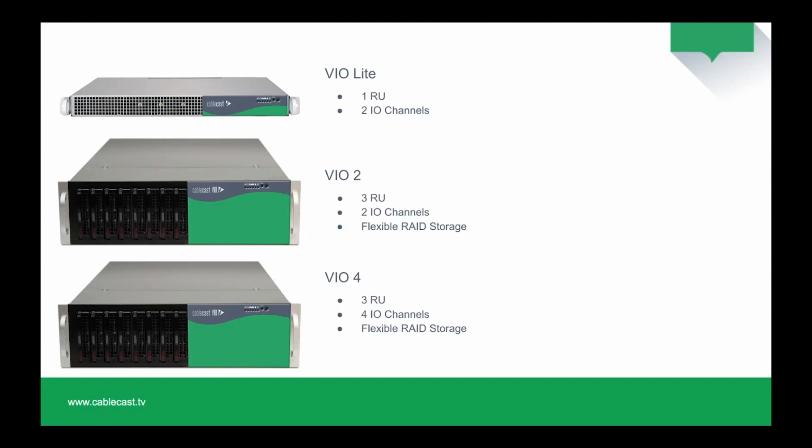And then finally the VIO 4, again in a 3 RU chassis. This time it comes with 4 IO channels. So it could do, say, 3 out, 1 in, or 2x2. And again, it has all the redundant power and flexible RAID storage. They all have the latest generation Xeon chips and hardware accelerated chipsets. So really cool server line.